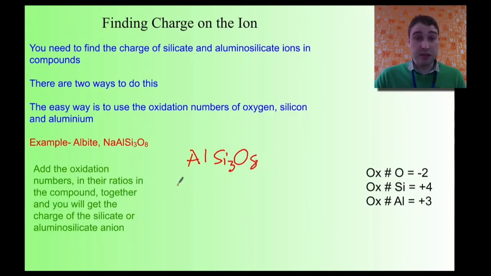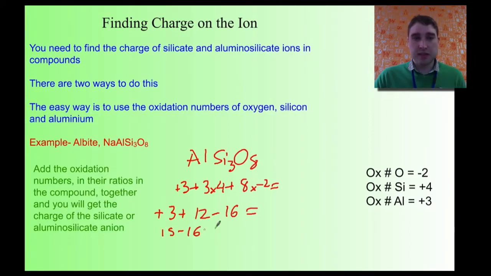So aluminium is +3, so we've got +3. We've got 3 times the oxidation number of silicon, which is +4, so 3 times 4, and 8 times the oxidation number of oxygen, which is -2, so 8 times -2. And if we add those together, we'll get the charge on the aluminosilicate ion. So we've got +3, +12, -16. So we've got 15 minus 16, and that gives the charge of -1 overall. So the charge on the aluminosilicate ion is -1 there.